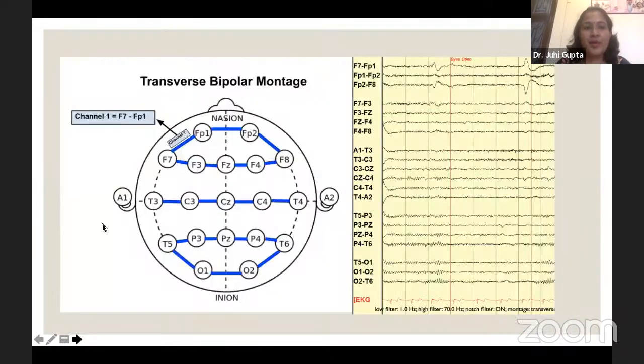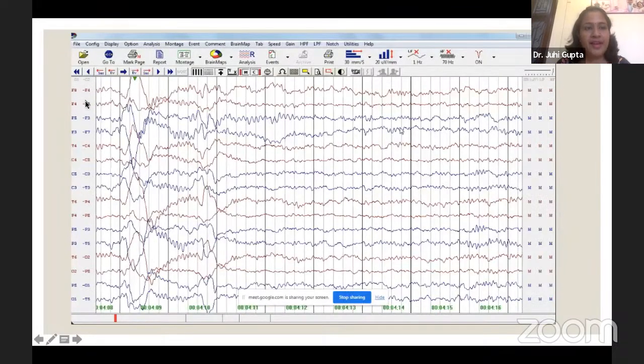Next, transverse bipolar, where the channels are arranged horizontally: FP1, FP2, F7, F3, FZ, and so on. Then F8, F4, FZ, and so on. Again, this is showing the same sleep spindles and vertex waves, but here the arrangement of the channels is different.